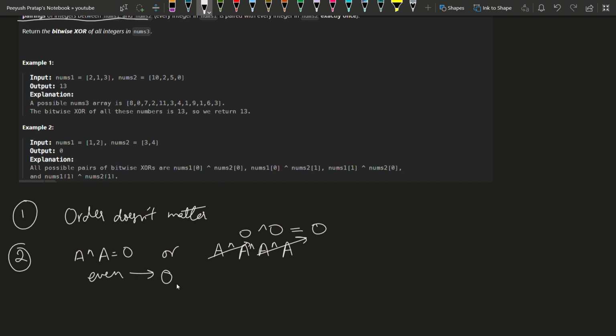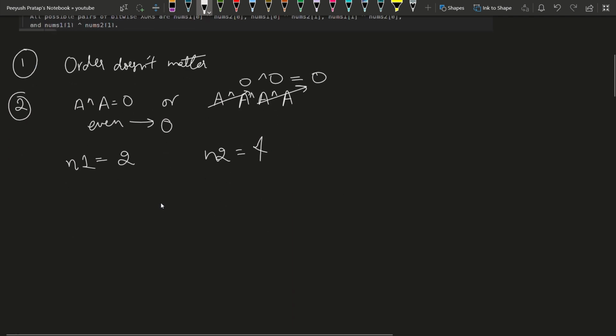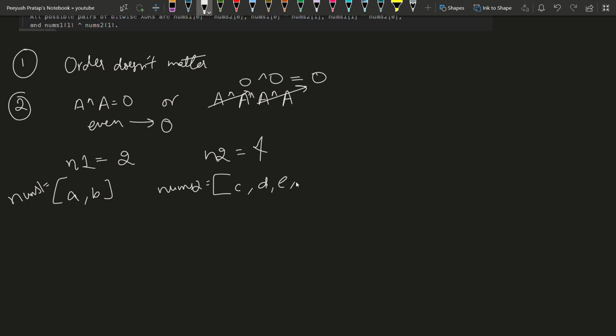So I thought, let's see how we can solve this problem. I feel like we will be using some of these properties. For this example, I can take the nums1 length as 2 and the nums2 length as 4. Let's take nums1 as A and B, and nums2 as C, D, E and F.